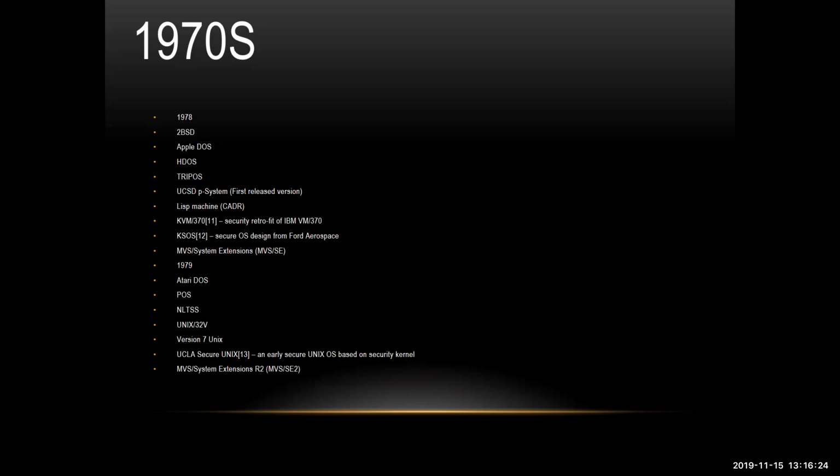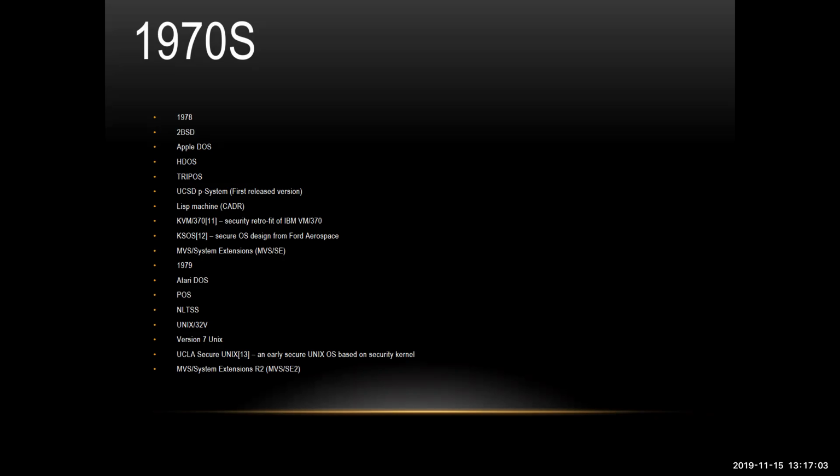And then we also had HDOS. It is an early microcomputer operating system originally written for the Heathkit H8 computer system, and later also available for the Heathkit H89 and Zenith Z89 computers. We also had Tripos. It is a computer operating system. The development started in 1976 at the Computer Laboratory of Cambridge University, and it was headed by Dr. Martin Richards.